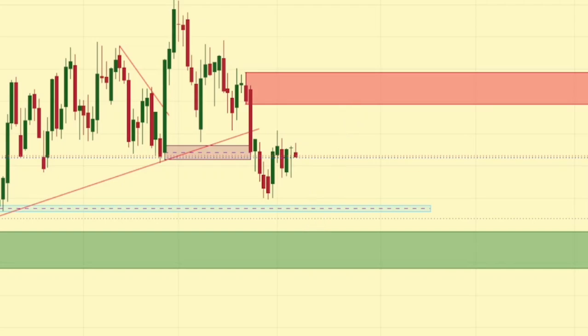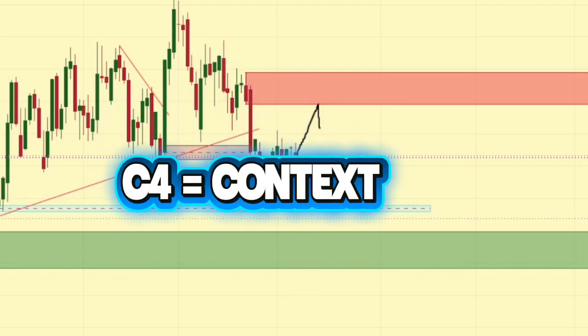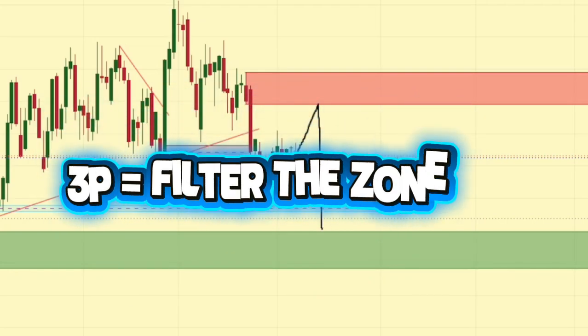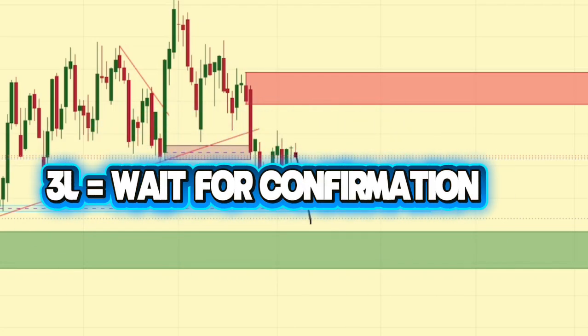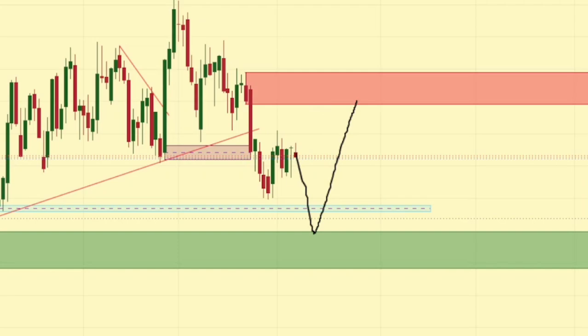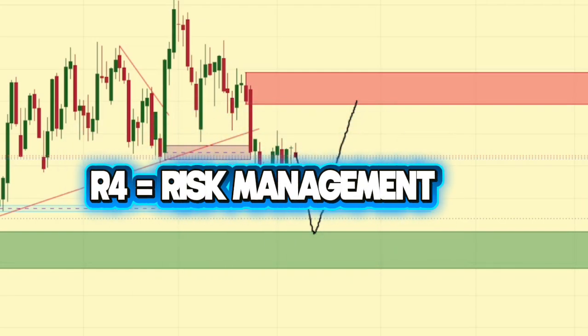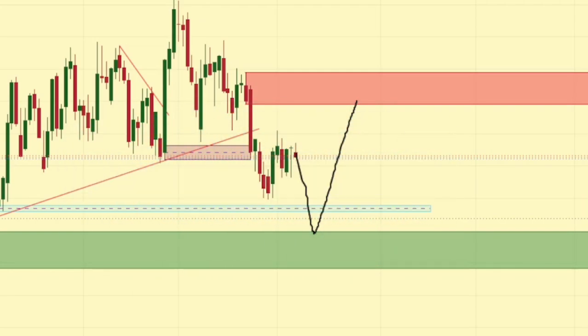Remember, the CJFXTrade method. C4 gives you the context. 3P filters the quality of the zone. 3L waits for confirmation before execution. Arrow 4 protects your capital through disciplined risk management.